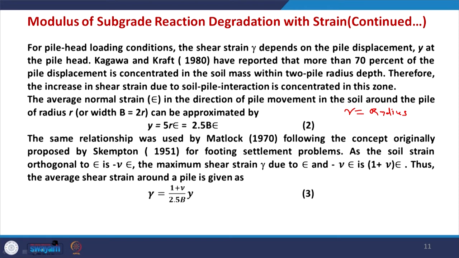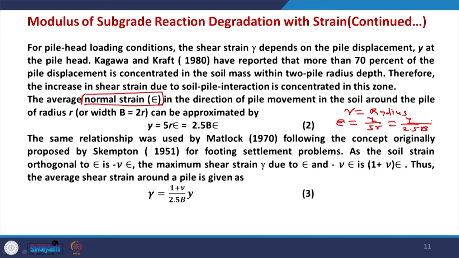So ultimately, there is a quantity called strain, normal strain epsilon. Here it is normal strain. This equation number 2 can be simply written as epsilon equal to y divided by 5r, or you can say y divided by 2.5b. That means strain is simply deflection divided by 5 times the radius, or 2.5 times B. Then there is a relationship between normal strain and shear strain, which is given here.